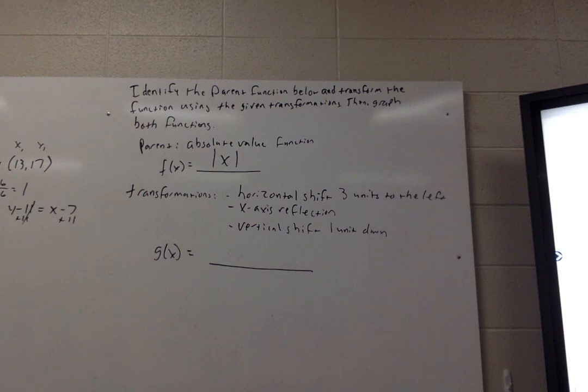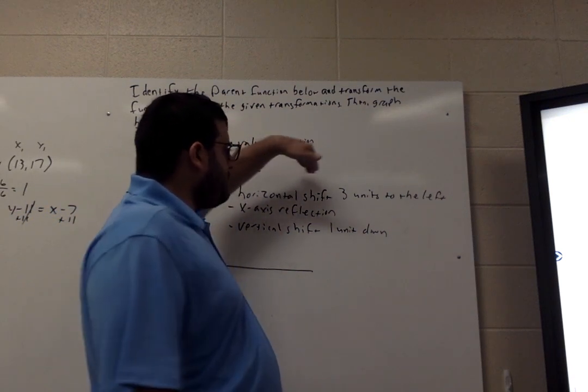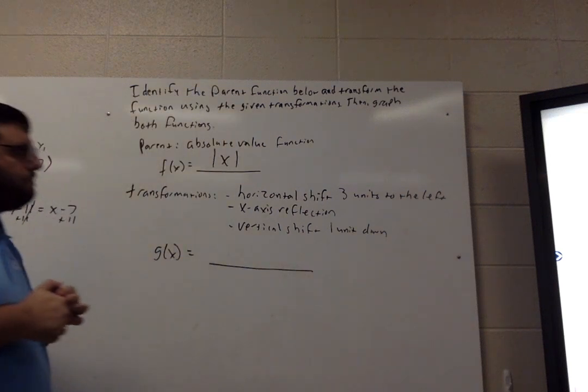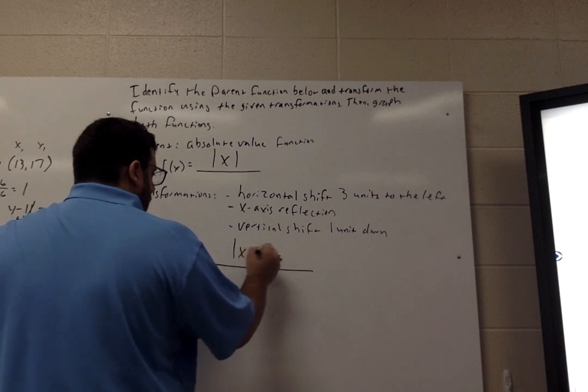Okay? Then when I get to my transformations, I have 3 of them. I have a horizontal shift, I have an x-axis reflection, and I have a vertical shift. Okay? So the way that I usually do it is I try to put it in the order in which it looks on paper when you actually write it out. For example, horizontal shift. Horizontal shift affects just the x values. So that 3 units to the left, that's going to go on the inside.